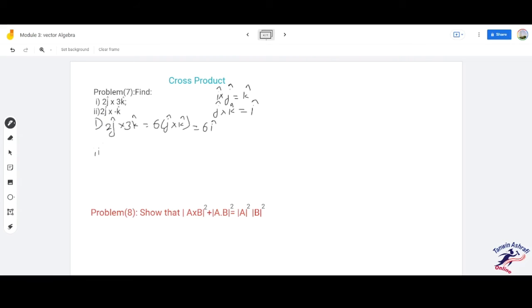Now the second problem we had: 2j cross product minus of k cap. As a magnitude there is only one, so we can write the minus directly. We write minus of 2, but again j cross k leads us to the i cap. So minus of 2 i cap will be the answer. Let me give you one more try with another one.